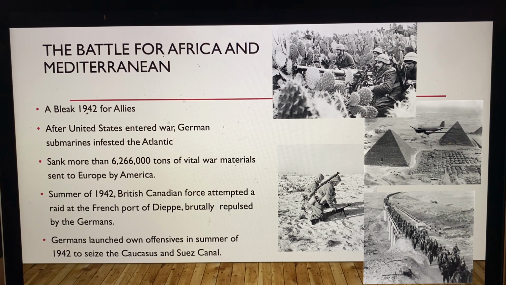And in the summer of 1942, the British Canadian force, we're thinking of Canada now, attempted a raid at the French port of Dieppe, and they were brutally repulsed by the Germans, which means the Germans took them easily. So then Hitler was thinking, oh, this is going to be very easy to overcome Canada and America. They're very weak, thinking we were very weak, which they didn't know. Japan had just awakened a sleeping giant, right?